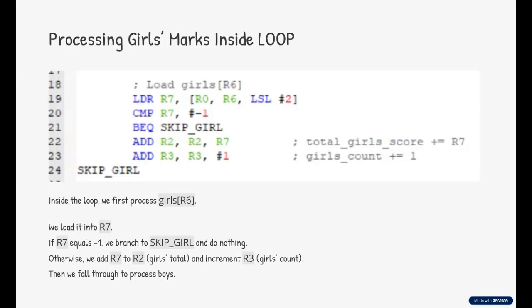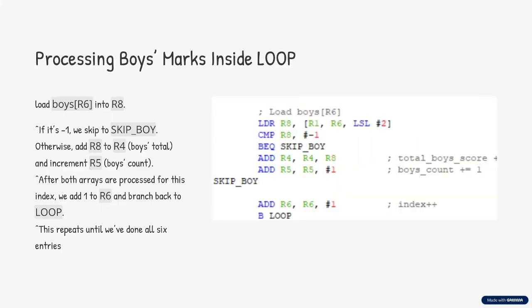Inside the loop, we first process girls. We load the girls mark into R7. If R7 equals -1, we branch to skip girls and do nothing. Otherwise, we add R7 to R2 and increment R3. Then we fall through to process boys. Next, we load the boys mark into R8. If it's -1, we skip the boys. Otherwise, we add R8 to R4 and increment R5, which is the boys count.